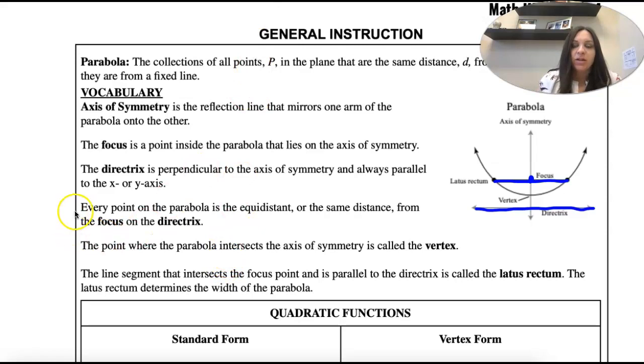So this part is important. Every point of the parabola is equidistant. That means the same distance from the focus or on the directrix.